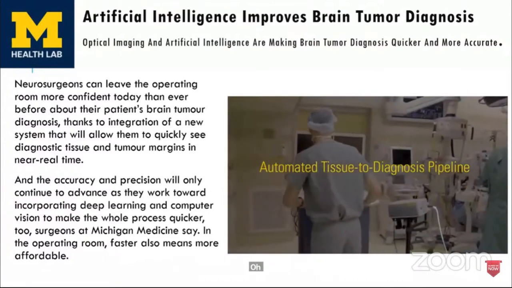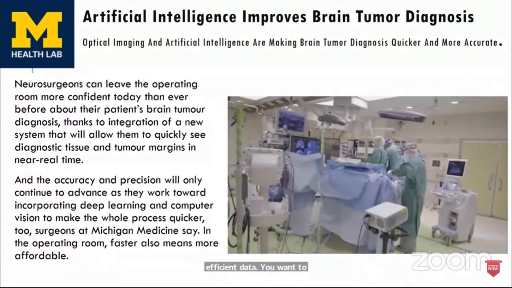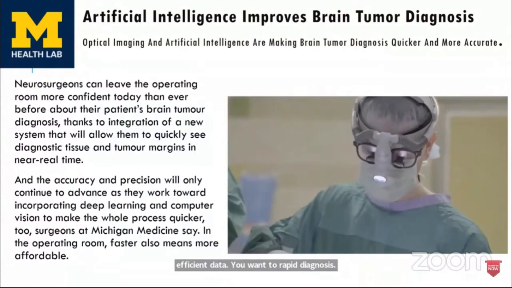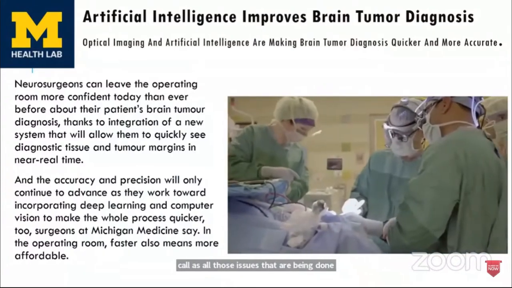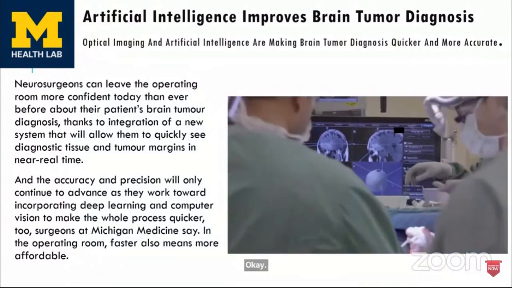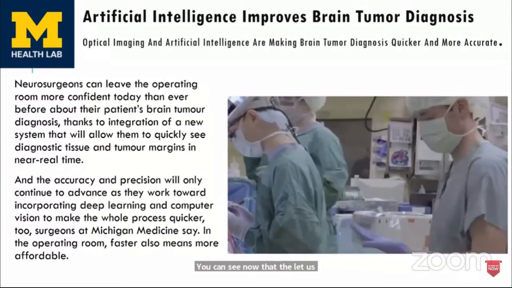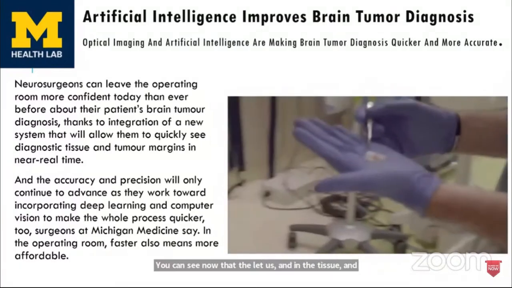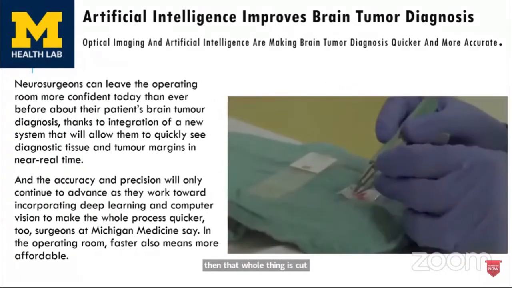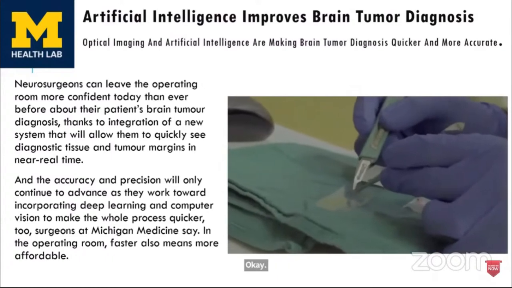In an operation setting, you want rapid diagnosis. So you can see now that the data is going to take a bath and the chip is on the operation table. We take the tissue, and then that whole thing is cut. And already it is a 3D image, and in the operation center itself, the whole thing can be loaded.